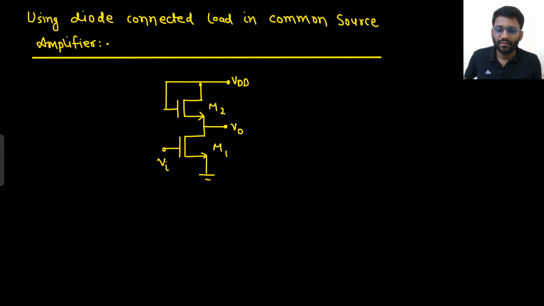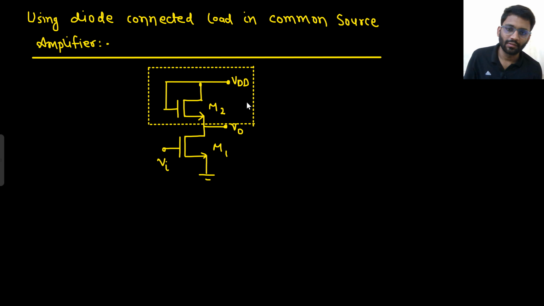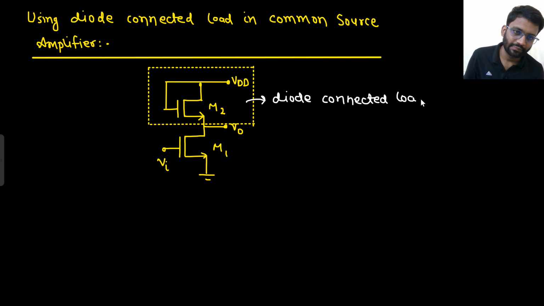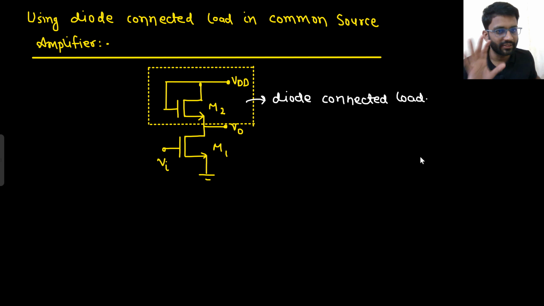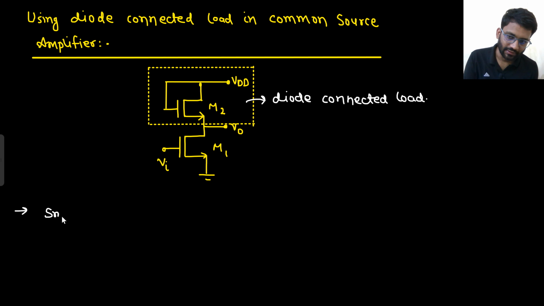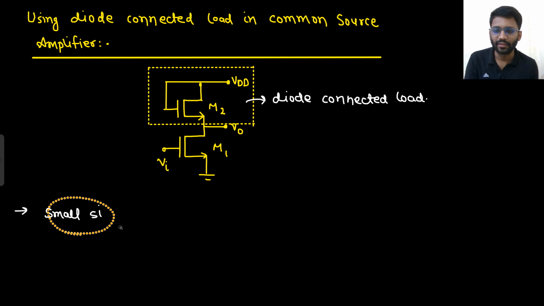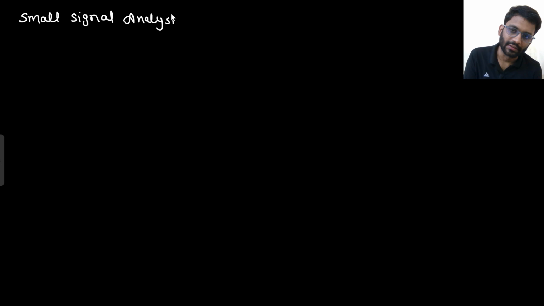Okay, let's note what we should do. I should make a line like this. This is diode connected load. No need to do the DC analysis, because we know using the DC biasing only, the MOSFET is working in saturation region only. So we are not doing the DC analysis. We will only do the small signal AC analysis. Let's do it on the next page.